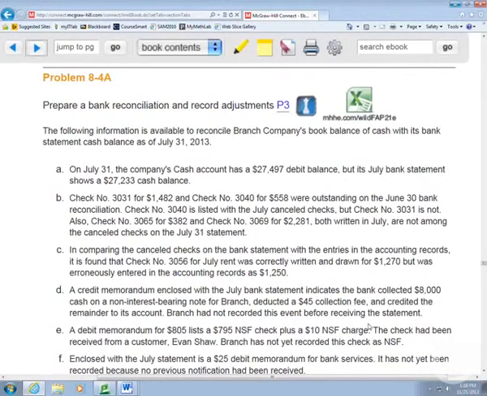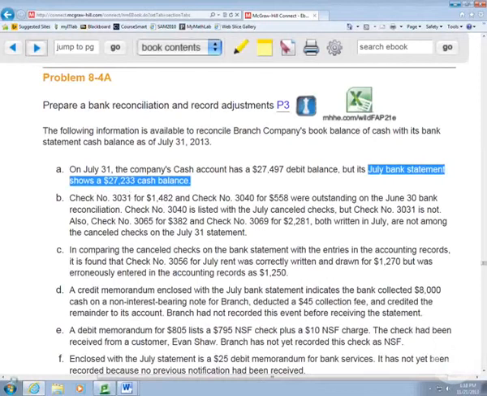Sure. Because look, on July 31st, the company cash account is $27,497 and the bank balance is $27,233. So which one is right? We don't know. What do we need to do? We need to reconcile both to make sure our cash is correct. So what do we start with?